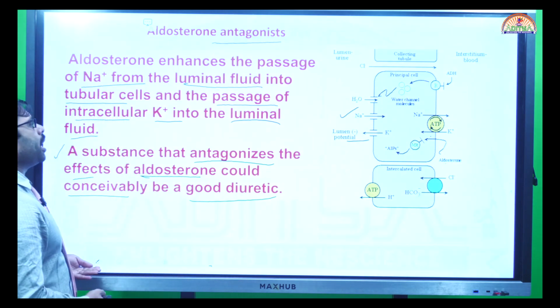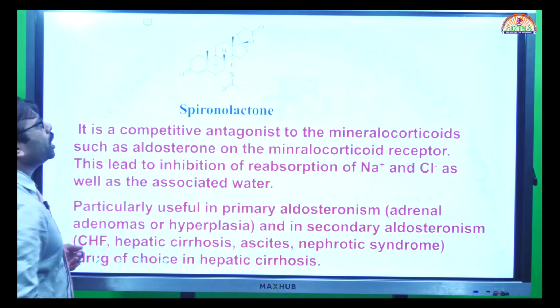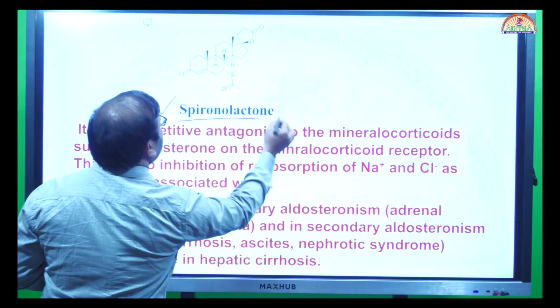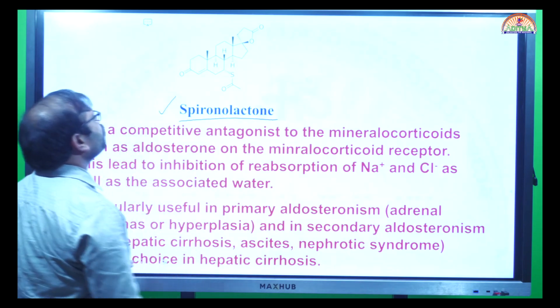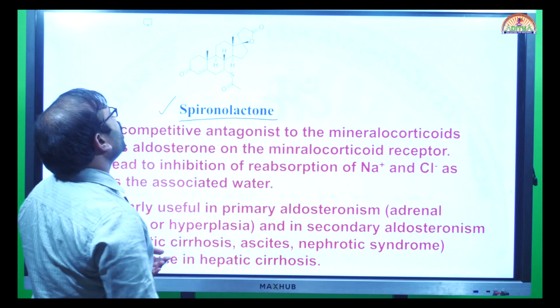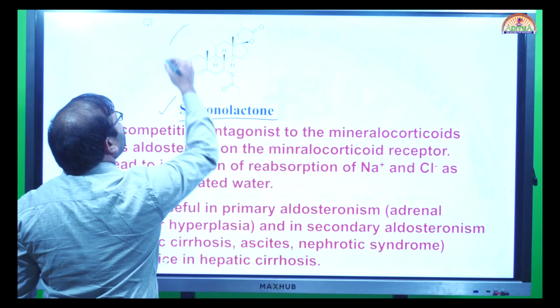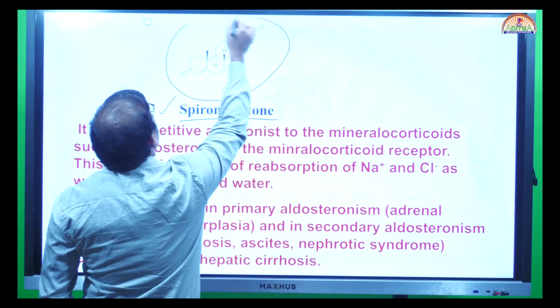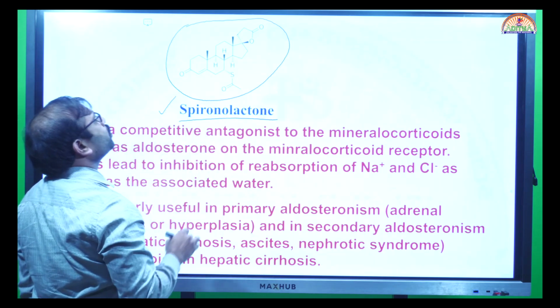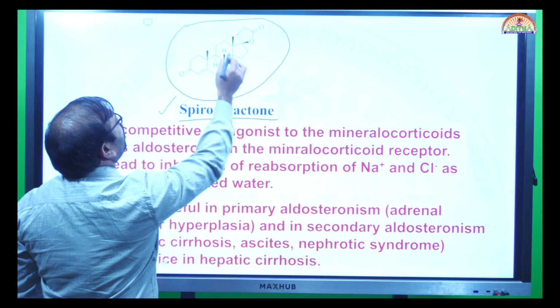One of the best examples given in our syllabus is spironolactone. Many others exist, but this is the example specifically given in the syllabus. If you look at spironolactone, it is a steroidal derivative. In this steroidal derivative, you have a steroidal skeleton.